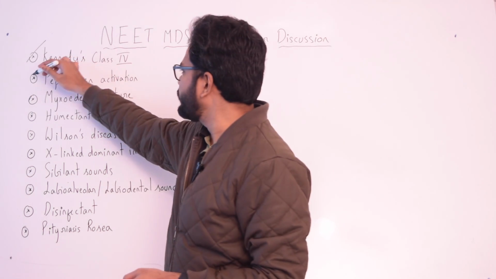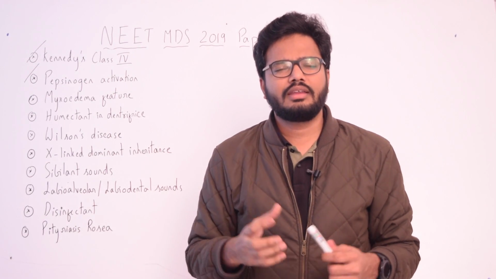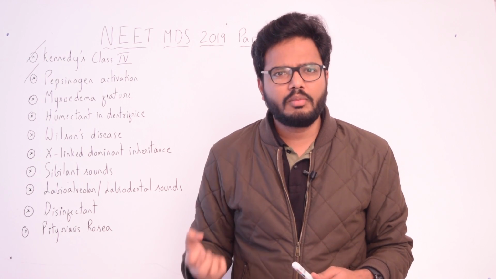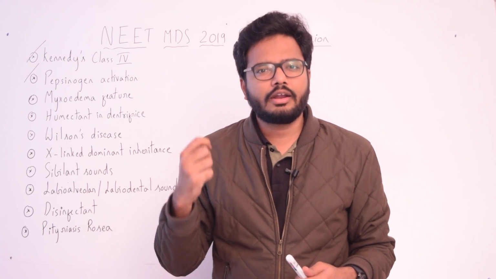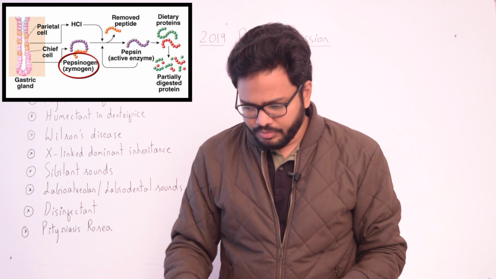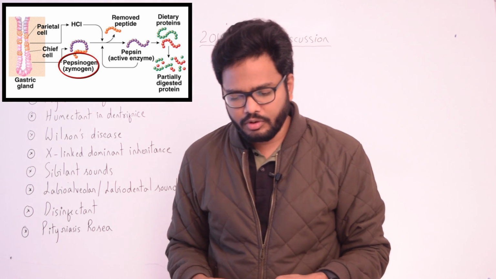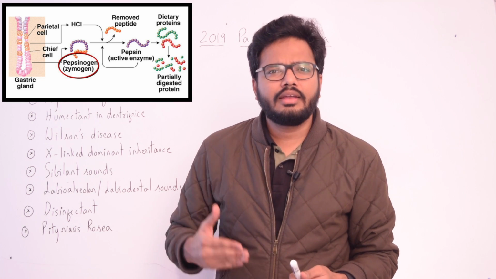Now moving on to the next topic, pepsinogen activation. So pepsinogen is an inactive form. It's converted into pepsin, which is an active form. It's a proteolytic enzyme, and this activation happens in the presence of hydrochloric acid at an optimal pH of less than 6. So gastric juice acts mainly on proteins, and it contains proteolytic enzymes like pepsin and renin, RENNIN.